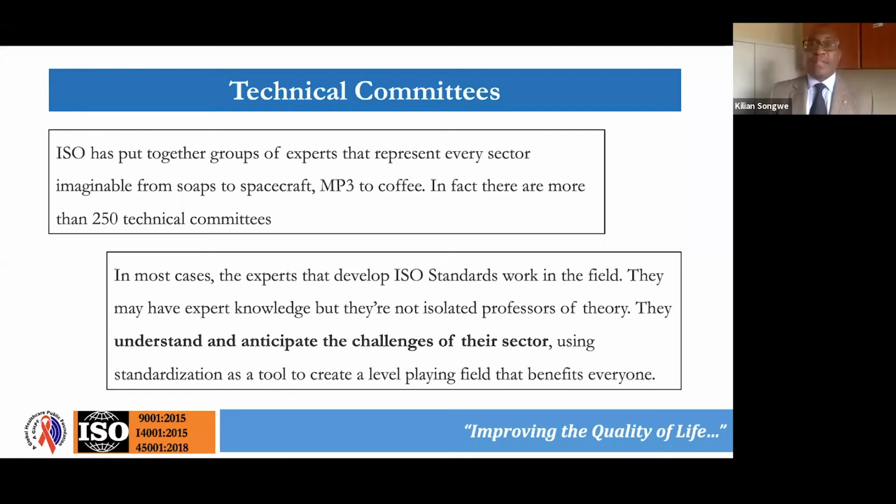In most cases, the experts that the ISO committees have brought together develop ISO standards for work in the different fields in which they are in. So these are people with expert knowledge for the different fields in which they actually work. And they're not isolated professors just talking about theory. They actually understand and anticipate the challenges of their different sectors. So that is really key, that they can understand the sector, they can anticipate the challenges in the sectors that can be used very easily by different people in different countries.